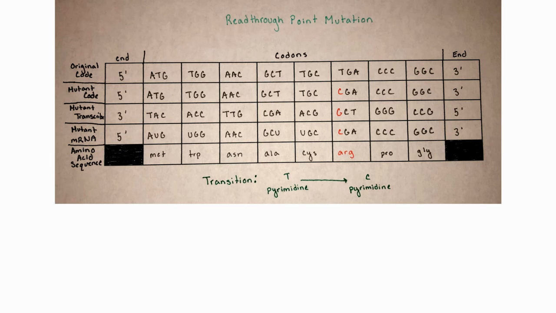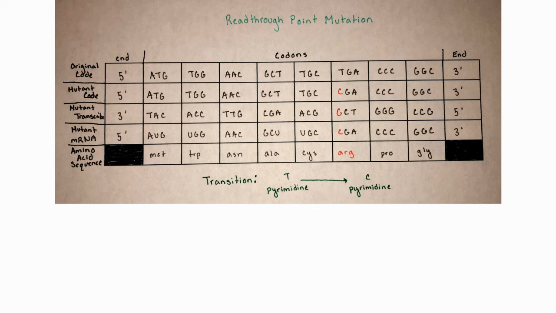The last type is a read-through point mutation. This mutation occurs in the three bases that will code for a stop codon. The change in base causes a mutation that codes for an amino acid instead of a stop codon, continuing the amino acid sequence further than it originally went.